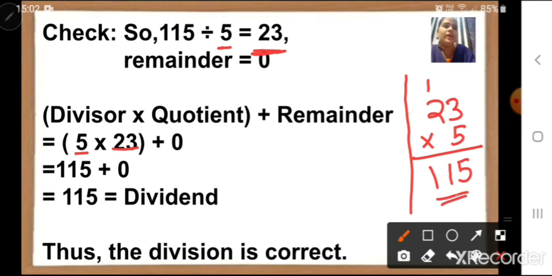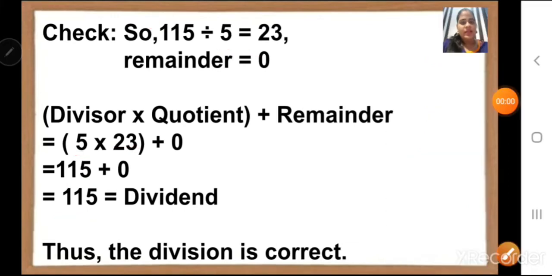See children, we have got 115, which is our dividend, right here. And plus 0, that means 115 only we will get as dividend. Thus the division is correct. Okay children, write all the steps, learn the formula. Okay, it is very important.